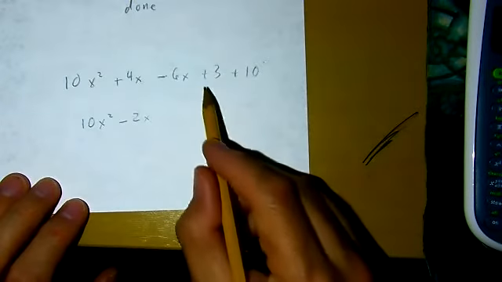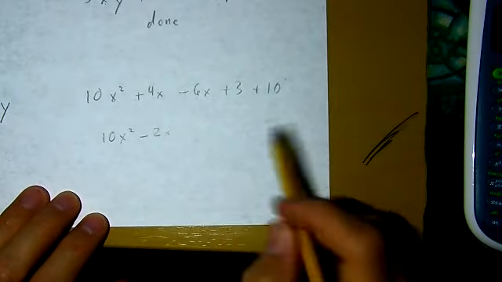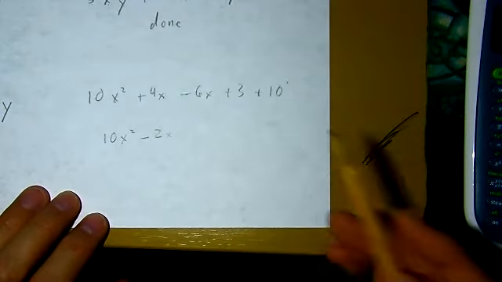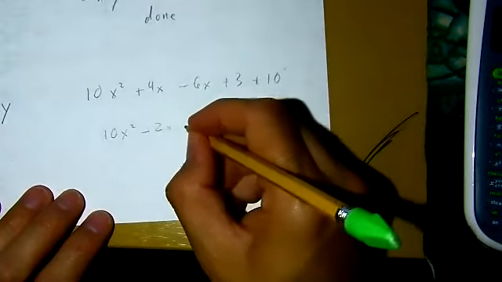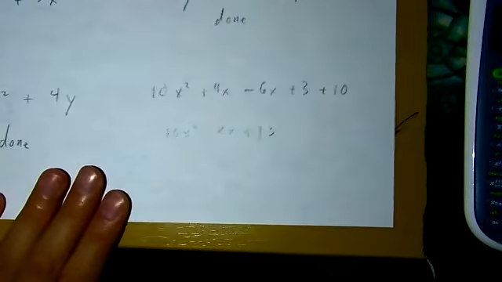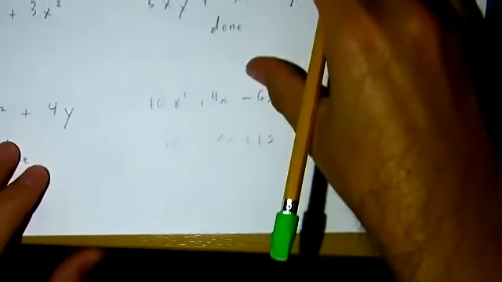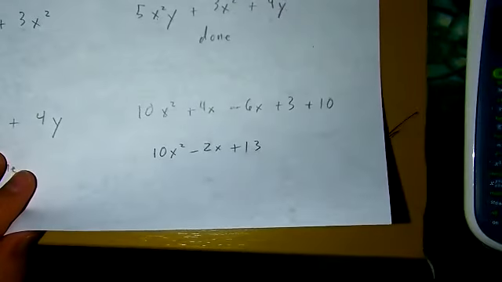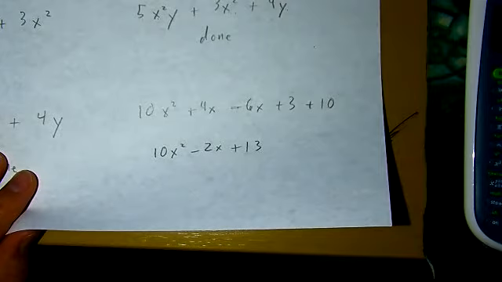That comes down unchanged. Then you've got positive 3 and positive 10. Well, they don't have any variables or exponents, so you can just combine them. People get confused about that sometimes. Those are just regular numbers. So 3 and 10 ends up being 13. So that's it: 10x squared minus 2x plus 13.